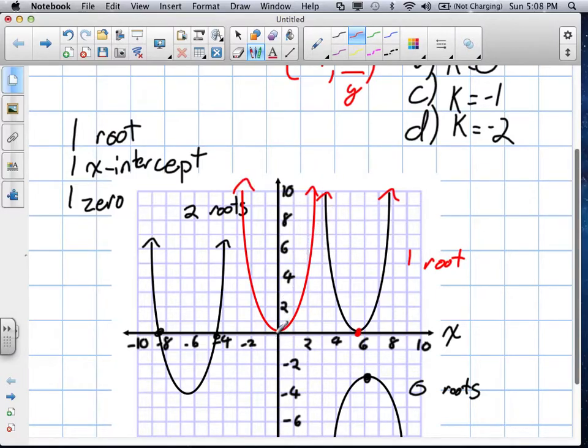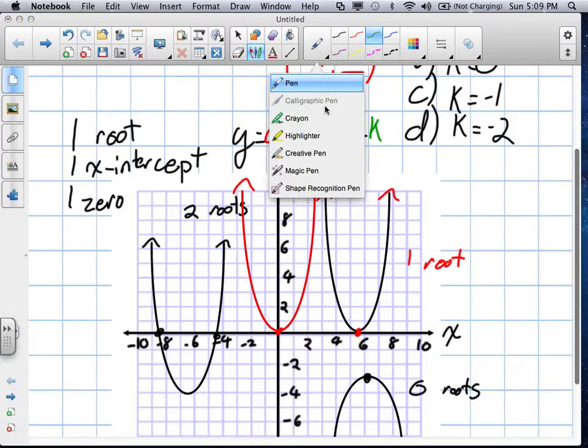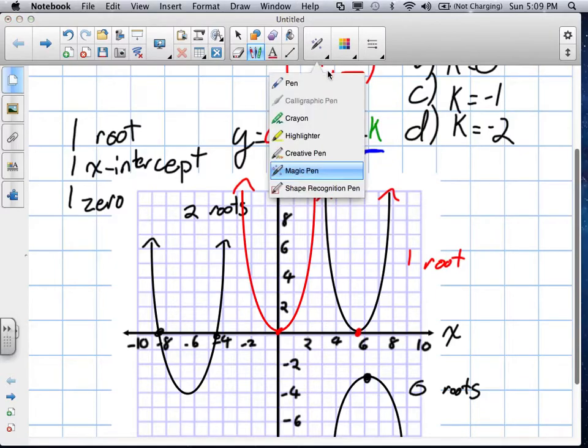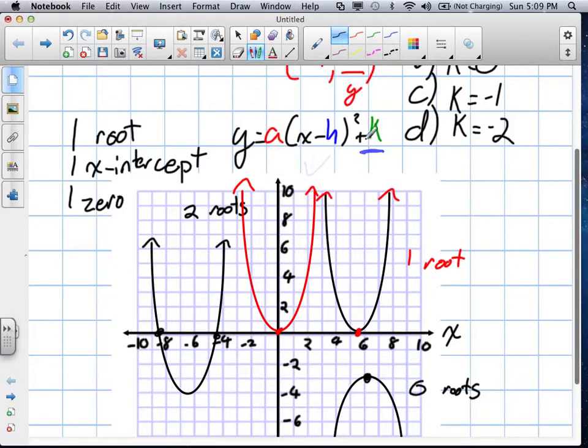So what is our k value in vertex form when it's like that? y equals a(x minus h) squared plus k, right? So our a, h, and k. On our original parabola, the one in red, what is the k value there? 0. So if our k value is 0 there, in that case k equals 0.